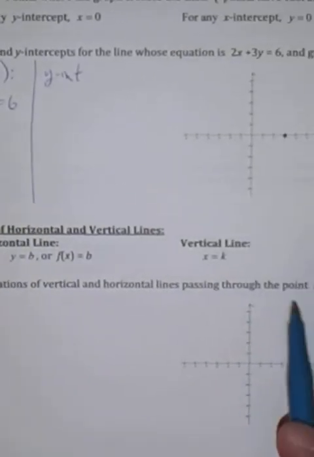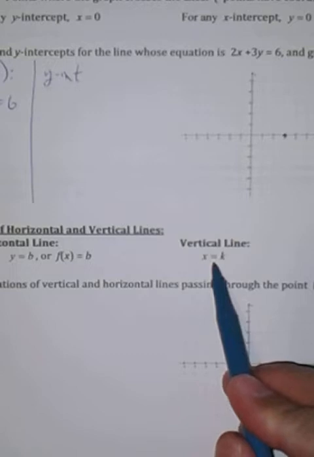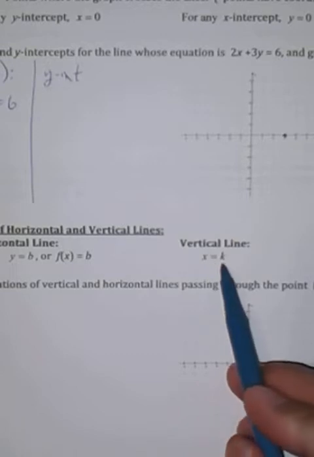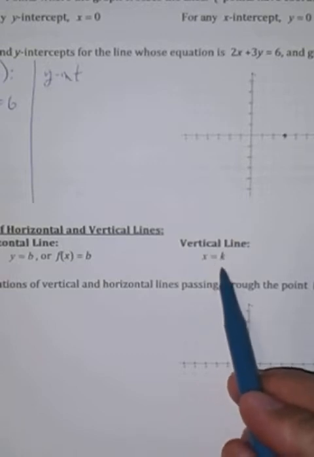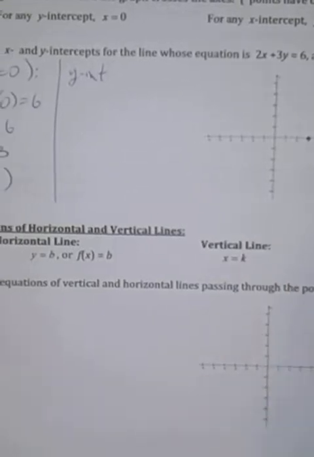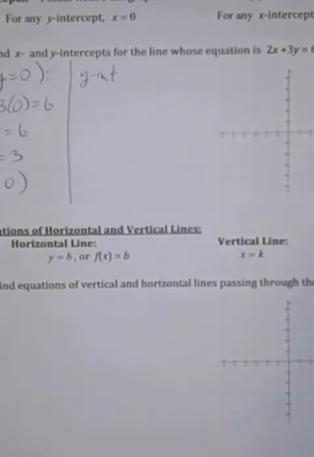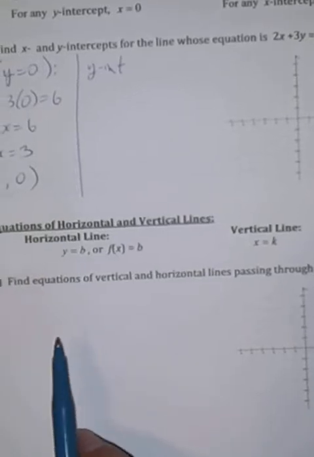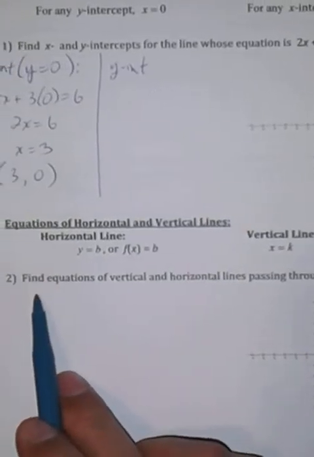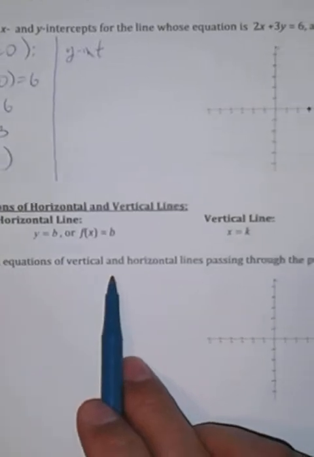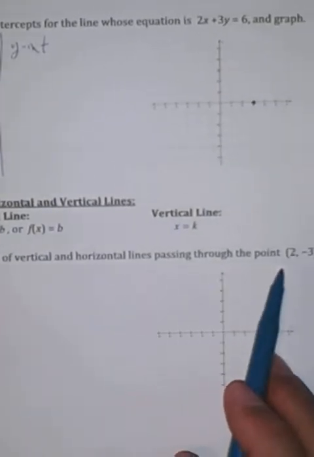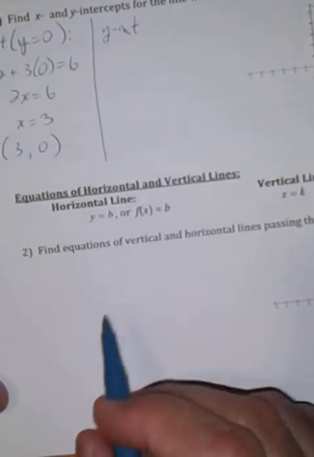All right. If it's a vertical line, the equation is of the form x equals k. And again, k will be a number like x equals 2 or x equals -1, any constant. All right, so let's try the example. Find the equations of vertical and horizontal lines passing through the point 2, -3. So we'll do the vertical.